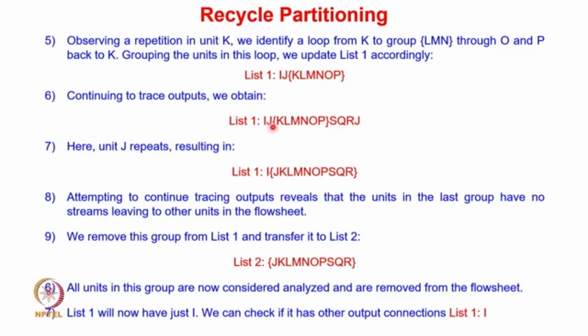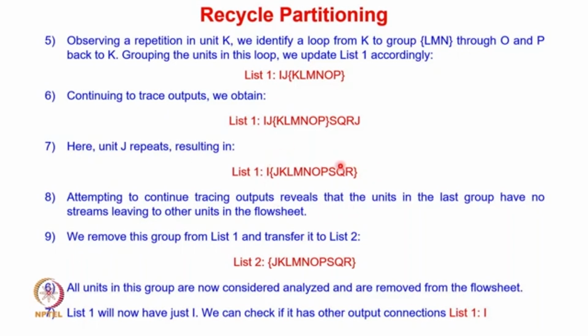Now J is getting repeated, so again we can group them together, so that becomes J, K, L, M, N, O, P, S, Q, R, J, isn't it? This is what we have, the entire group we have obtained.